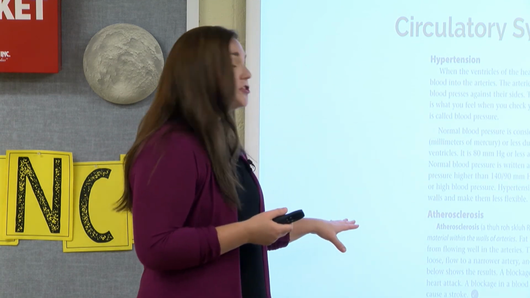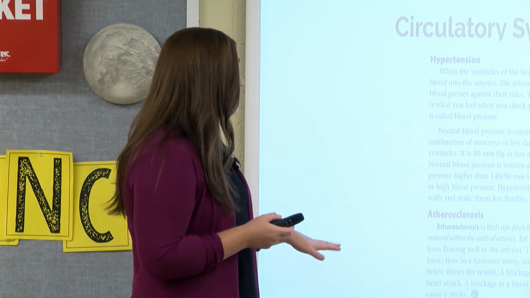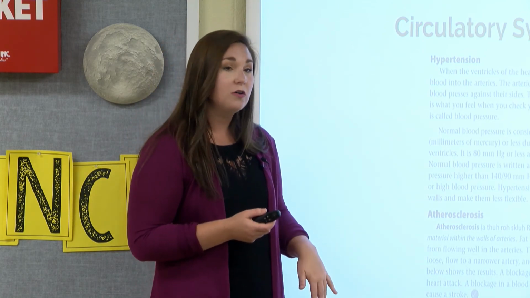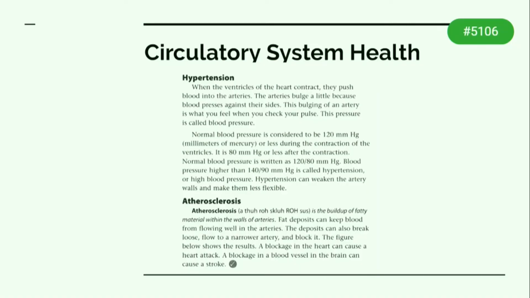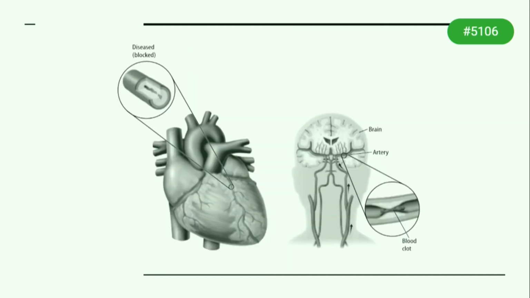Atherosclerosis is the buildup of fatty material in the artery walls. This is when fat deposits keep the blood from flowing. They can cause clots or even block vessels and arteries. Here's an example of a diseased, blocked artery. It's simply clogged up. But this one is an actual clot. As you can see, it puts a lot of pressure in that one area, so blood is not going to get where it needs to go.